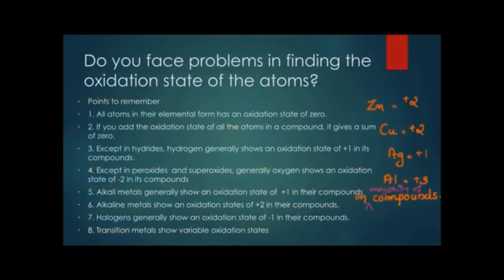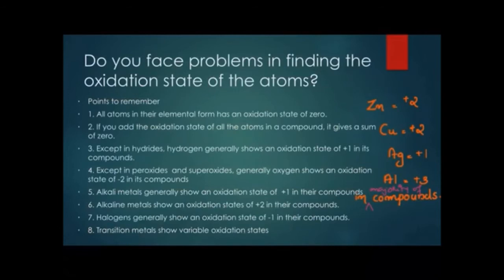How to find the oxidation state of atoms? You have studied this in your school, but if you forgot, then I will give you some hints to remember all the concepts that you studied in your school. All atoms in their elemental form have an oxidation state of 0. So if an atom stays alone, then its oxidation state will be 0. If you add the oxidation states of all the atoms in a compound, it gives a sum of 0.